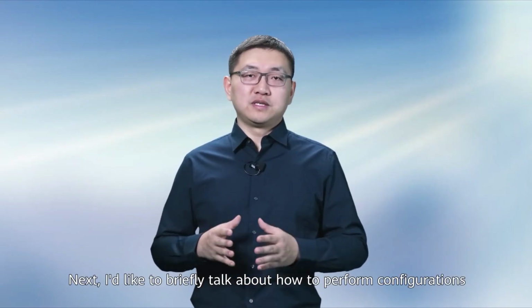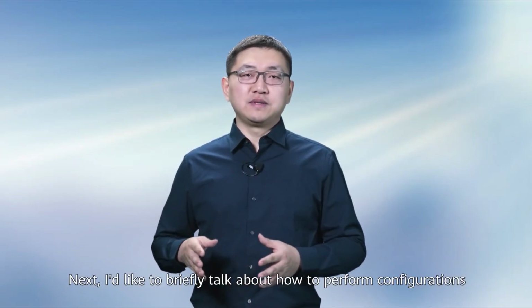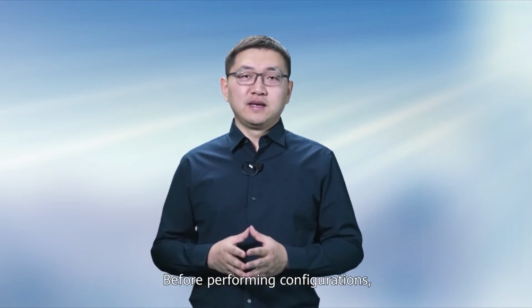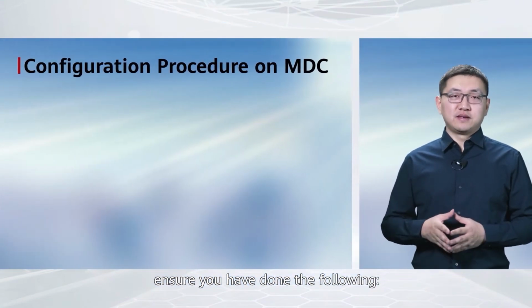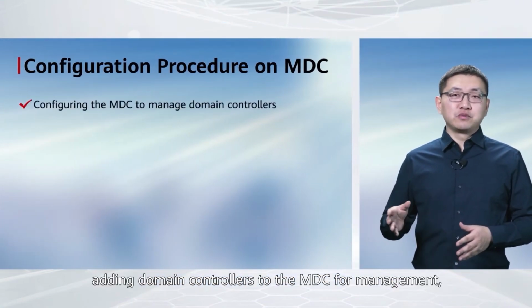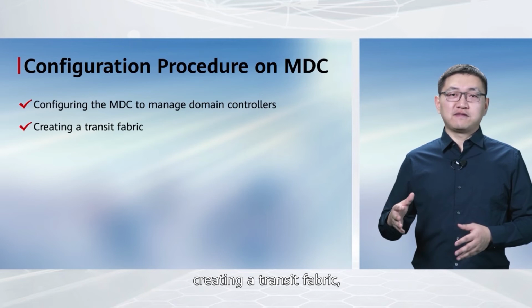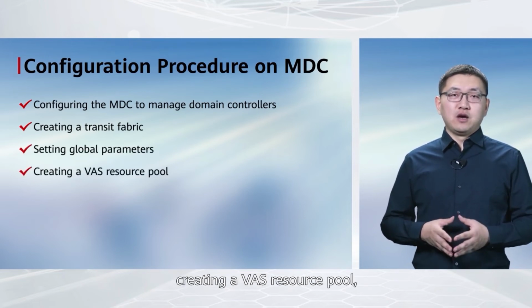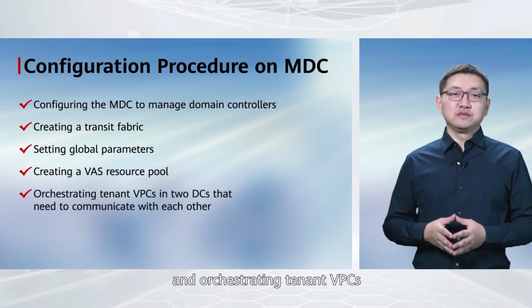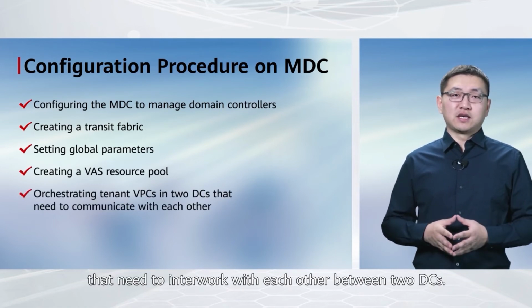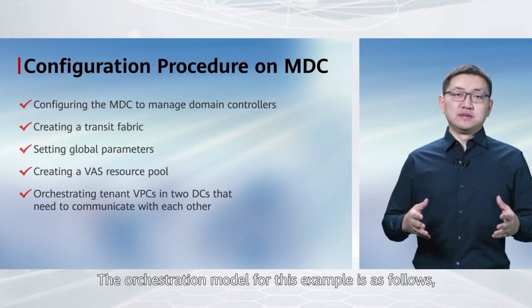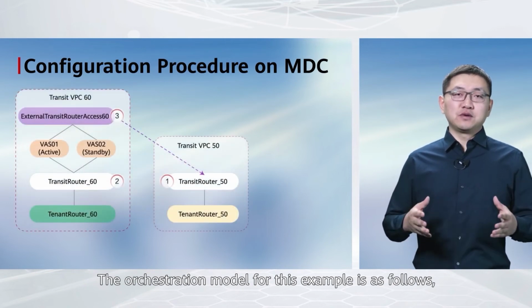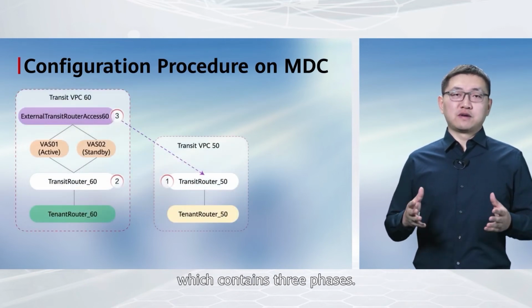Next, I'd like to briefly talk about how to perform configurations on the MDC. Before performing configurations, ensure you have done the following: adding domain controllers to the MDC for management, creating a transit fabric, setting global parameters, creating a VAS resource pool, and orchestrating tenant VPCs that need to interwork with each other between two DCs. The orchestration model for the example is as follows, which contains three phases.